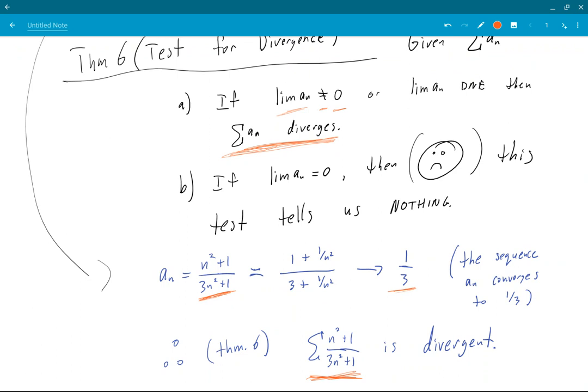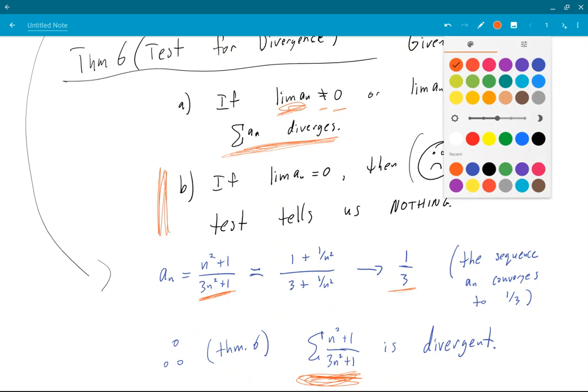Because the test for divergence basically says, if you want an infinite sum to actually add up to a real number, not diverge, at the very least, you're going to need limit of an to be zero. Part B of the test for divergence says that that's not good enough. Just because the limit of an is zero, that's unfortunately not good enough. I'll give you an example.